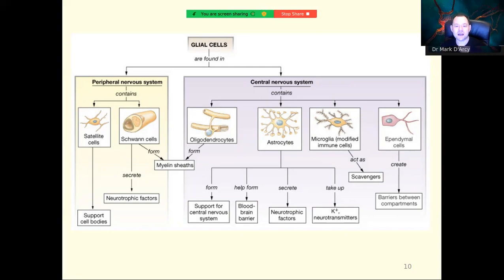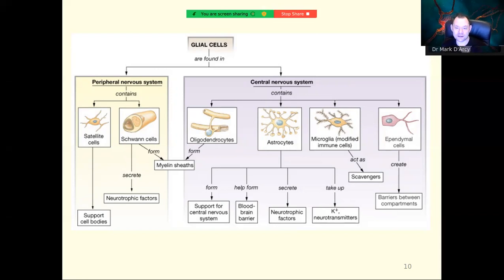In the central nervous system, the brain and the spine, we have oligodendrocytes, which produce myelin, same as the Schwann cells. We have astrocytes, which I mentioned earlier, a very important type of cell. They support the central nervous system. They provide the blood-brain barrier. They secrete neurotrophic factors, such as BDNF, brain-derived neurotrophic factor, which allows neurons to grow and make new connections, basically very important if you're learning new tasks. They're also involved in ion transport, such as potassium transport, which I won't go into right now.